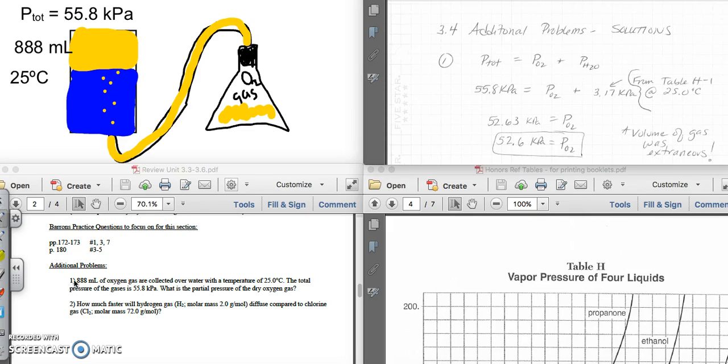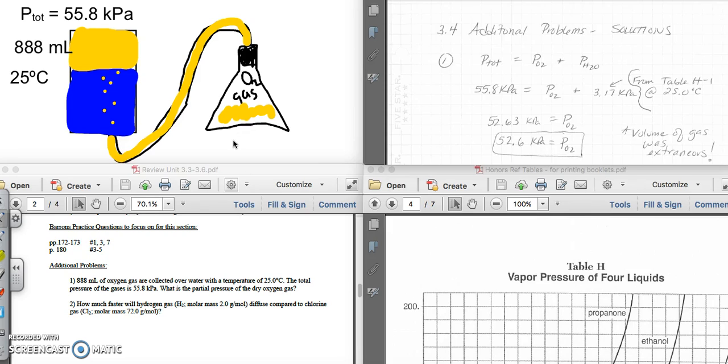The additional problems here, number one: you have 888 milliliters of oxygen gas that are collected over water with a temperature of 25.0 degrees Celsius. The total pressure of the gases, plural, gases, is 55.8 kilopascals. What is the partial pressure of the dry oxygen gas?